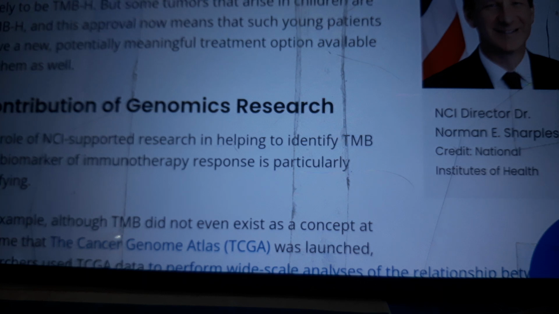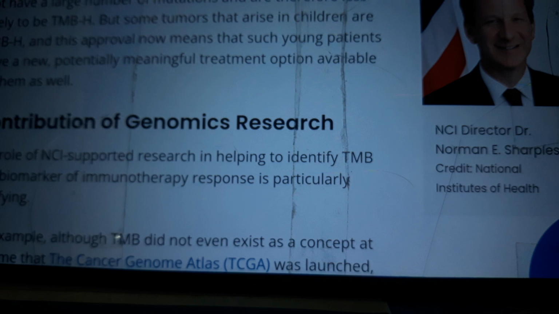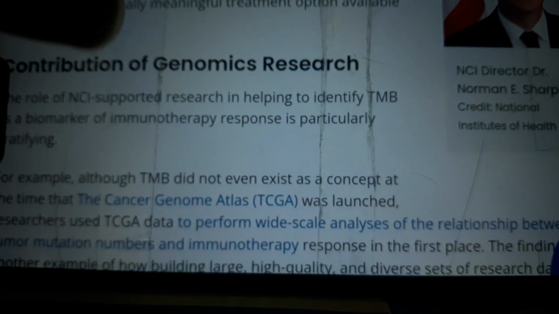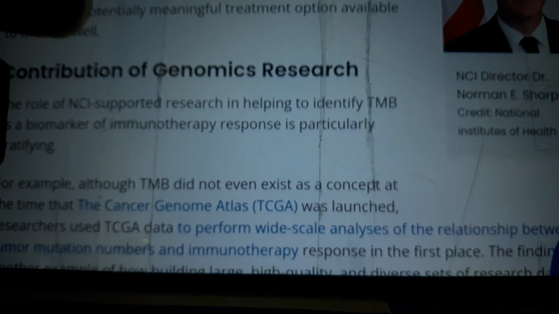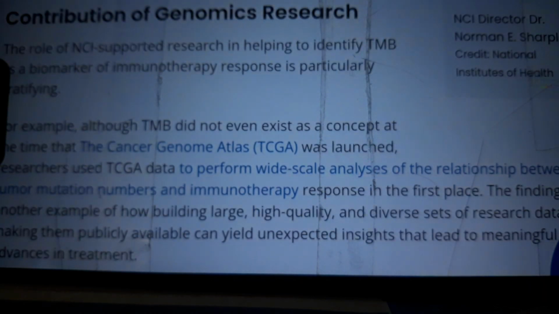This is the photo of the NCI director, Dr. Norman E. Sharpless. Credit goes to the National Institutes of Health. Right, and should we just show the photograph once again? Right, okay. And we need to thank all of them for the credits given to us, for the awareness imparted to us through their invaluable notes and lectures.